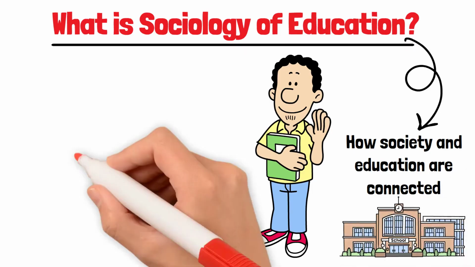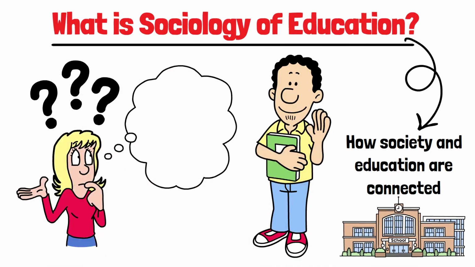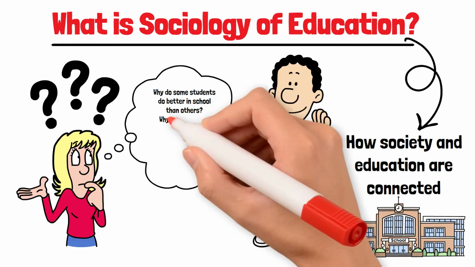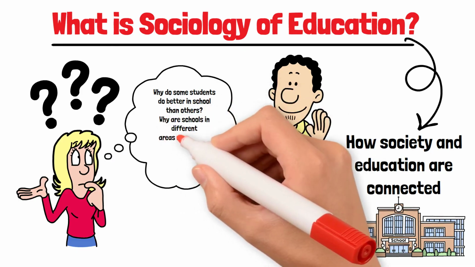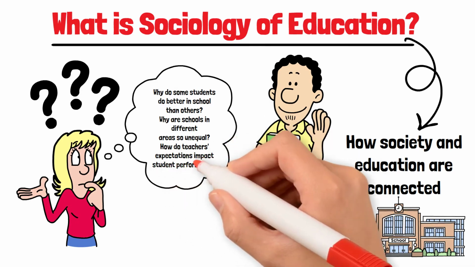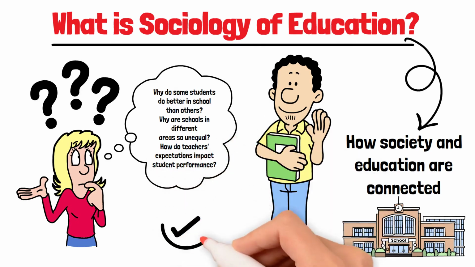In simple terms, it's about asking questions like, why do some students do better in school than others? Why are schools in different areas so unequal? How do teachers' expectations impact student performance? Sociology helps us find those answers.